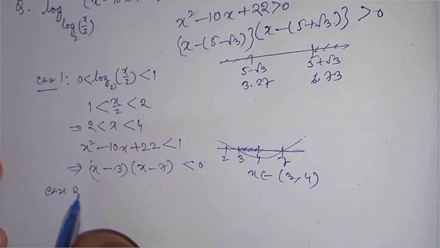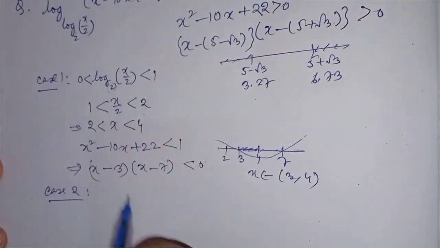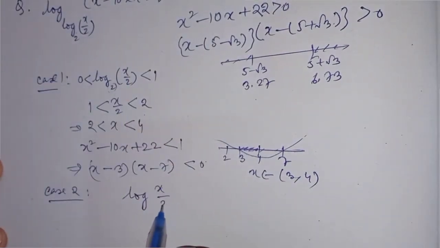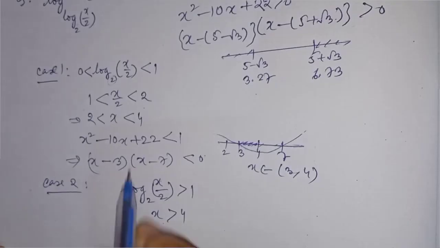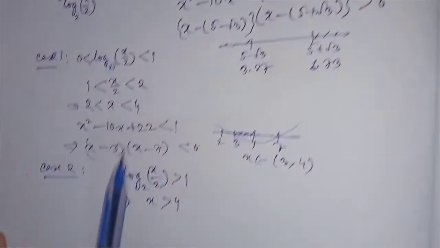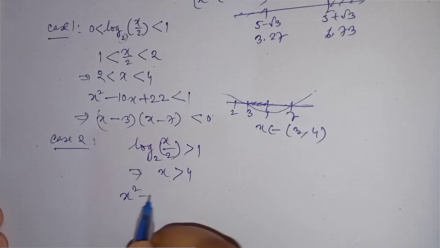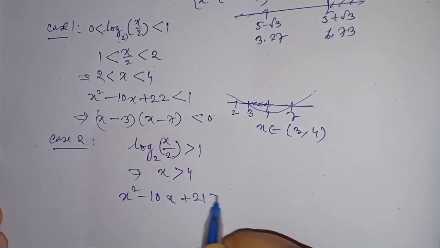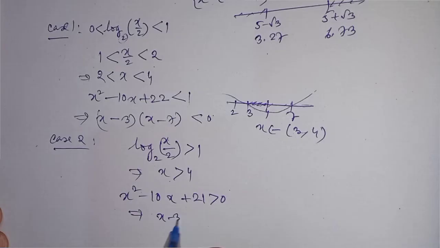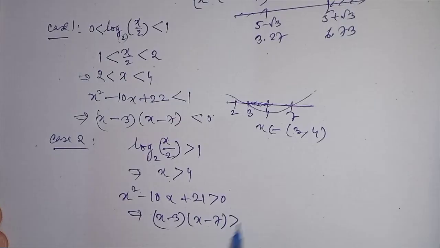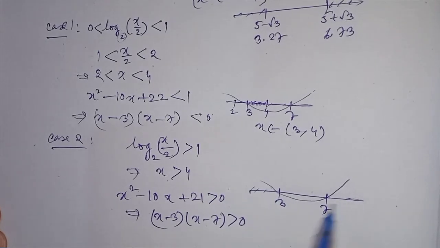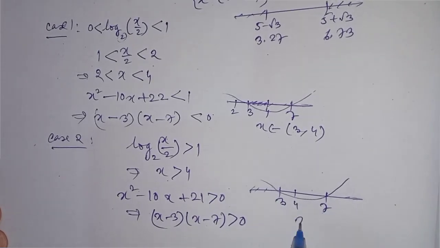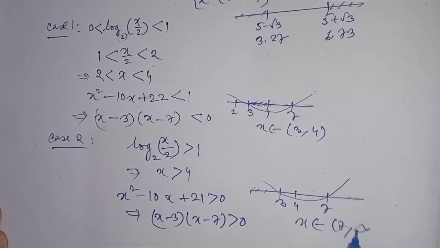So now case 2, when this term is strictly greater than 1. So that time we will get that x is greater than 4, and when x is greater than 4, the sign of inequality will not change, it will remain the same. So we will get x square minus 10x plus 21 strictly greater than 0, or x minus 3 into x minus 7 is greater than 0. So x must lie here, but x must be greater than 4. So x belongs to 7 to infinity.